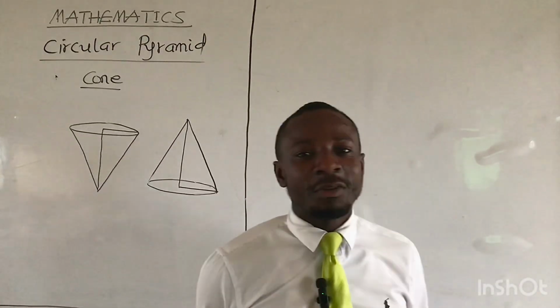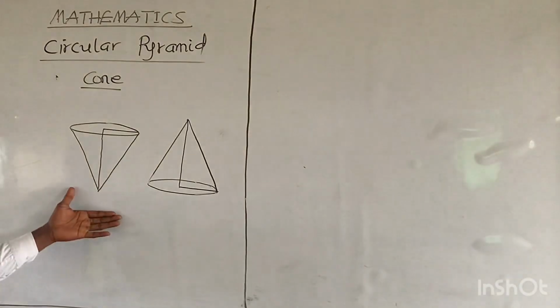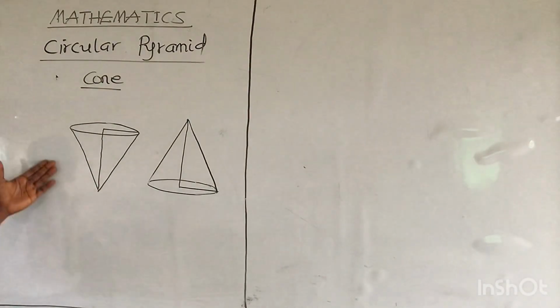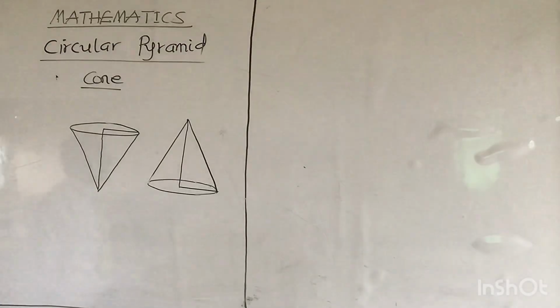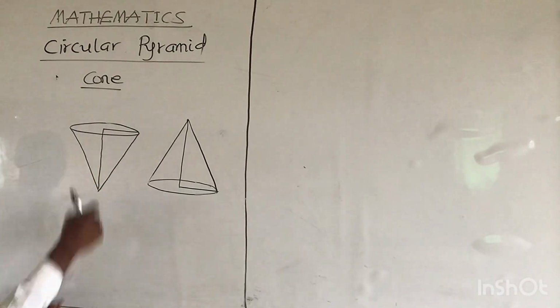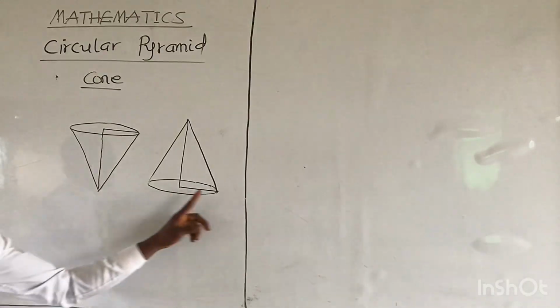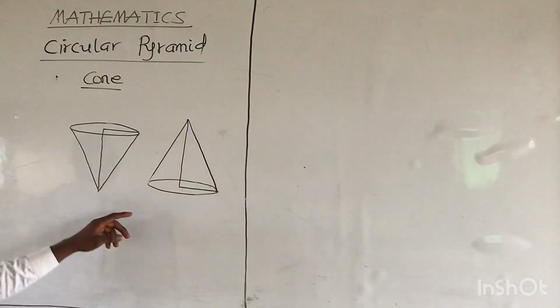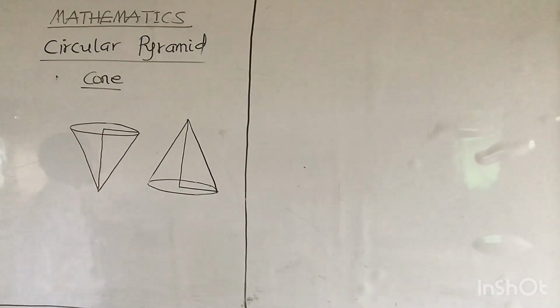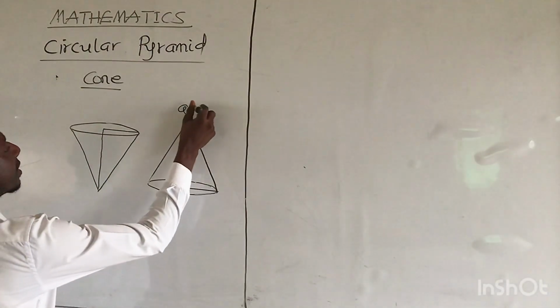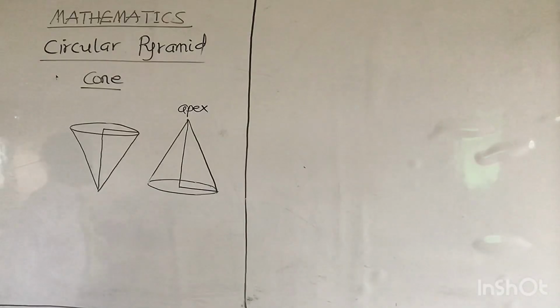Alright, so viewers, what we have here is a circular pyramid. A circular pyramid is a solid figure which has a circular top but a conical base, or it can also have a circular base but a conical top. Over here we call it the apex because it's a pyramid. Then its base is in the form of a circle.